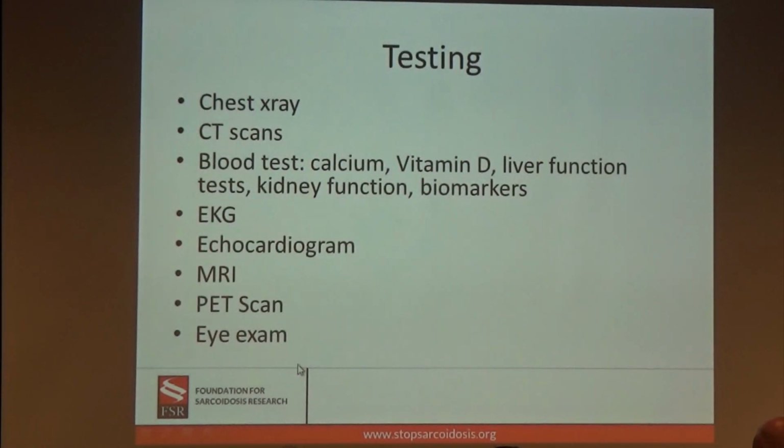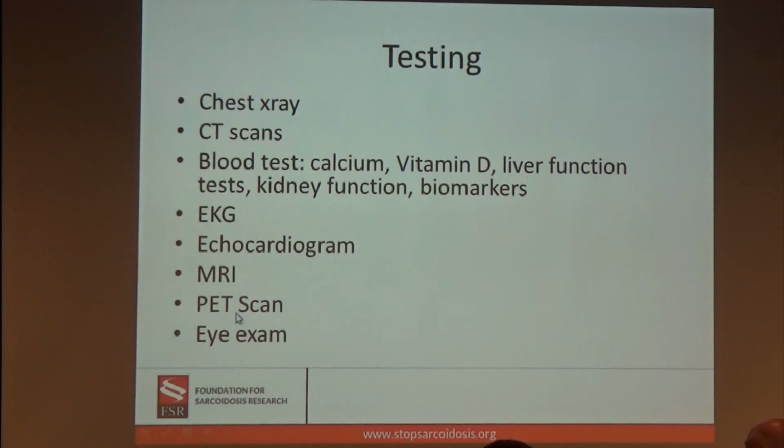So I made a list of some of the testing. Probably most of you have had a lot of this stuff. It usually starts out with a chest x-ray, and then it goes into a CT scan, and the first day you go into the clinic, there's probably 5 tubes of blood that you're having drawn to do lots of different kinds of blood tests. There's usually an EKG or an echocardiogram. MRIs of the heart are a really common test as a part of the evaluation. Some of you may get PET scans.